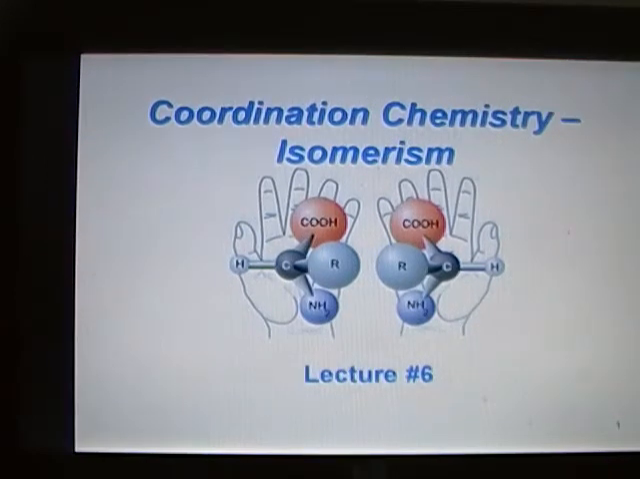Now let's turn our attention to the next part of coordination chemistry. Now that we've named the compounds, we need to learn how to draw isomers of the compounds. With this lecture and the next lecture, we will learn about different types of isomers of coordination compounds. You were exposed to this idea in organic chemistry, and this is just an extension of that.